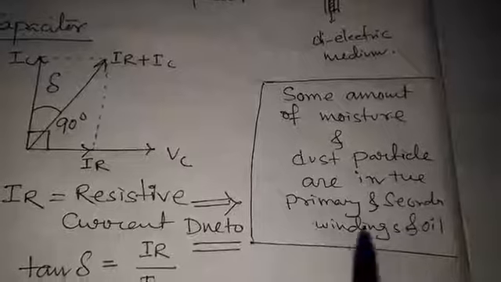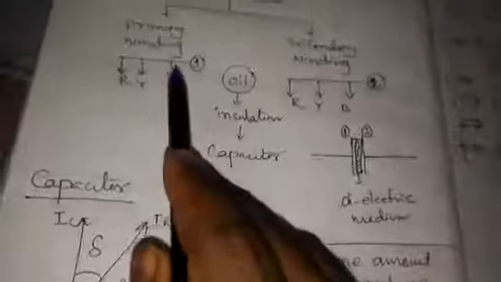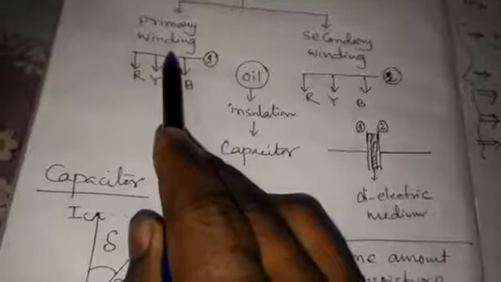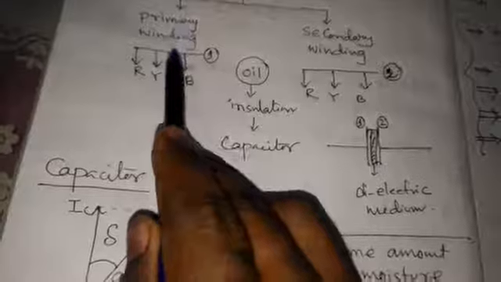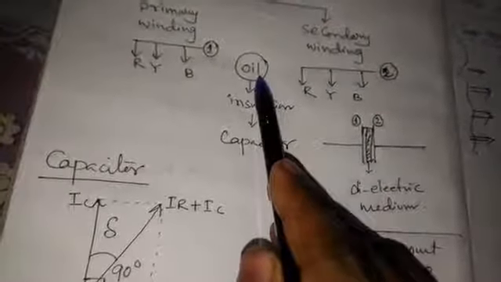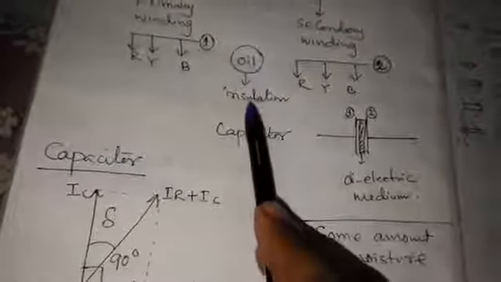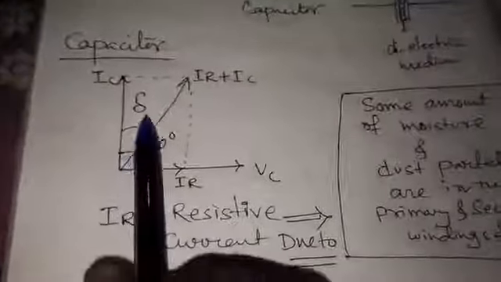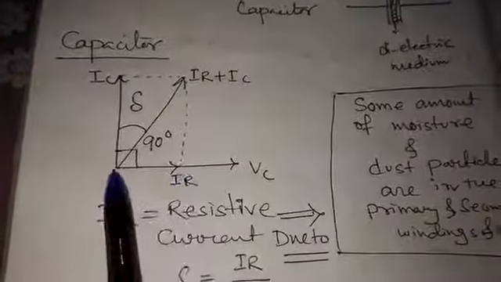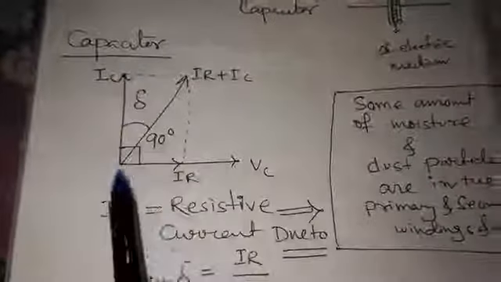If we discuss the tan delta, then some amount of moisture and dust particles are present in the primary and secondary winding and the oil. Obviously some moisture or dust particles are present in the primary winding, or the secondary winding, and the impurities, the dust particles or moisture in the oil, deteriorate the angles.